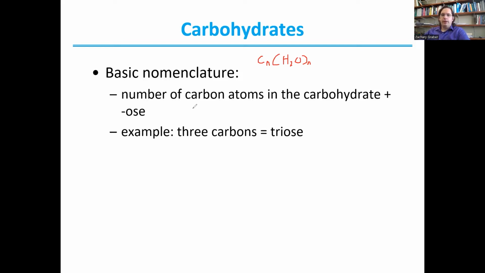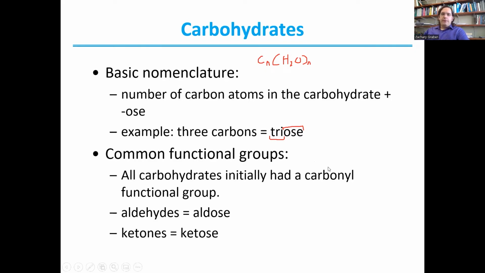So our first rule relates to the number of carbon atoms, right? The first thing we need to know is how many carbons we have. And we can use, of course, a prefix to indicate the number of carbon atoms. And then we're going to use an ending, as is typical with our IUPAC nomenclature, in order to indicate that we're dealing with a sugar or a carbohydrate. That ending is this -ose. So a 3-carbon sugar would be a triose. Notice here that we're not using our typical IUPAC prefixes, but rather the typical Greek numerical prefixes that you might see elsewhere.